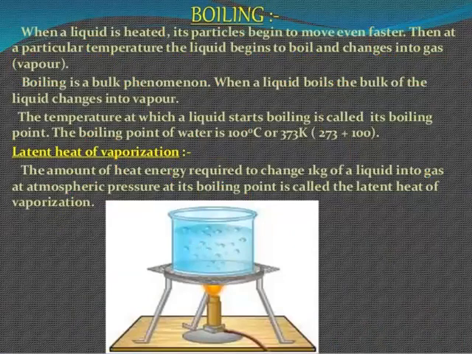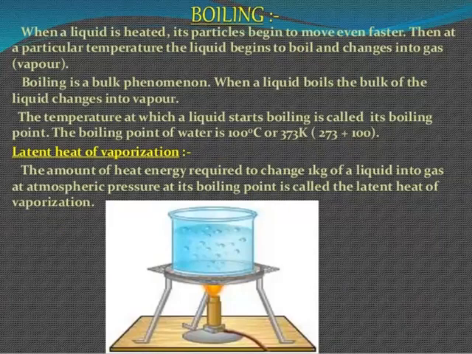The amount of heat energy required to change 1 kg of a liquid into its gaseous form at atmospheric pressure at its boiling point is called latent heat of vaporization. Latent heat of vaporization of water is 22.5 × 10^5 joule per kilogram.